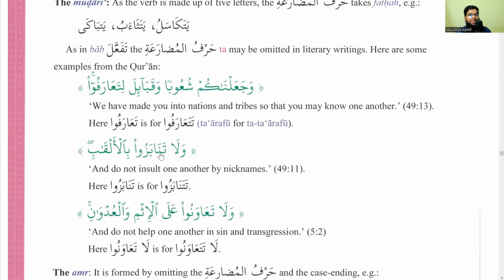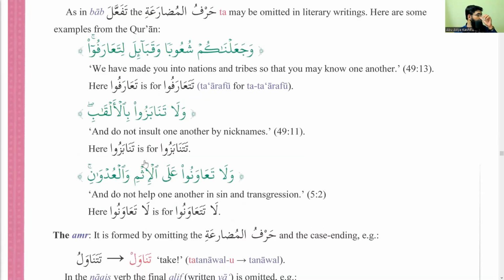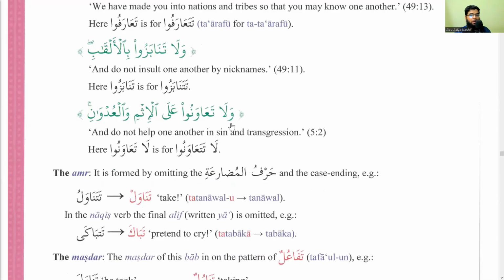So this was wala tatanabazu, because la nahiya, if you remember, la tadhhab will have a ta. La taf'al, la tal'ab. Yatanabazu is actually tatanabazu. And Allah says wala ta'awanu 'ala al-ithmi wal 'udwan. And do not help one another in sin and transgression. Ta'awanu was actually tata'awanu. Ta'awanu is to cooperate with each other.